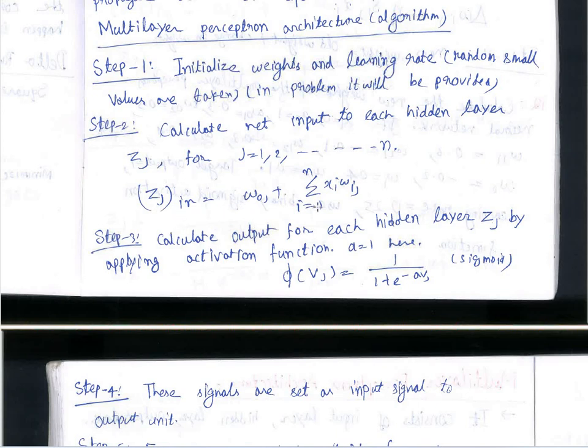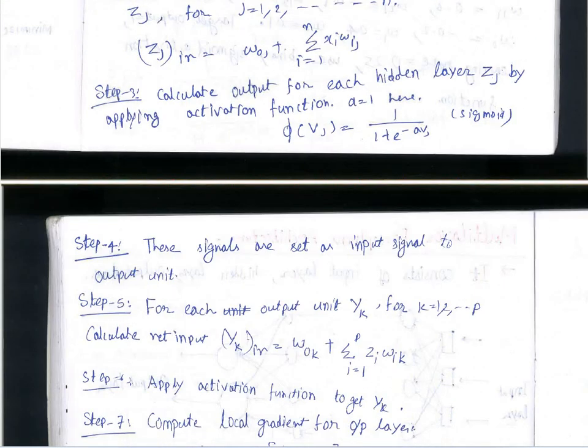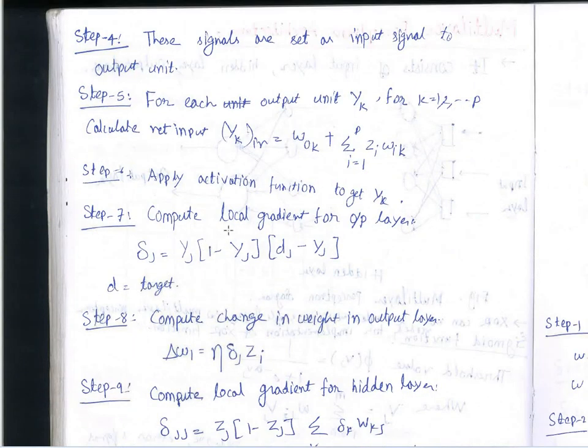Zj in is w0j plus sigma xi wij. Phi of Vj is 1 by 1 plus e power minus av, the sigmoid activation function. These signals are sent as input signals to the output unit. For each output unit yk, yk in is equal to w0k plus sigma zj wjk. Apply the activation function.